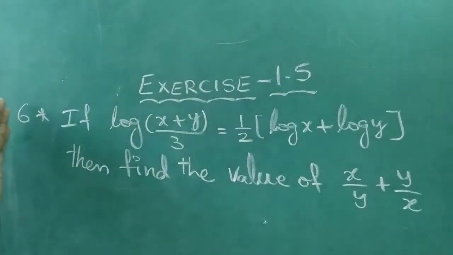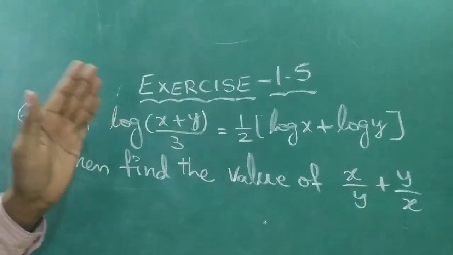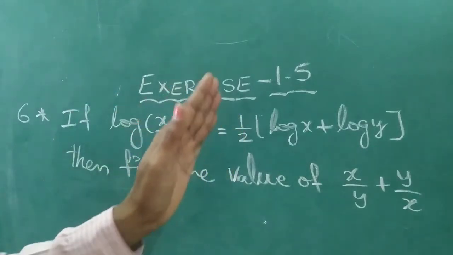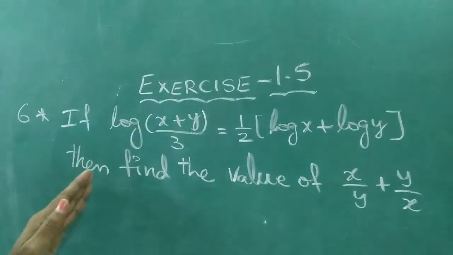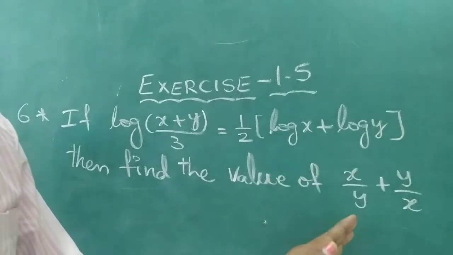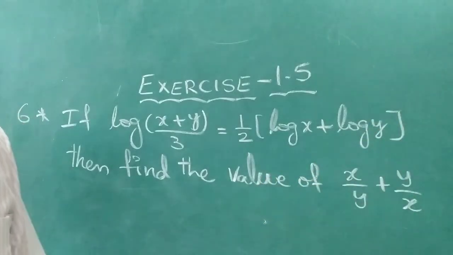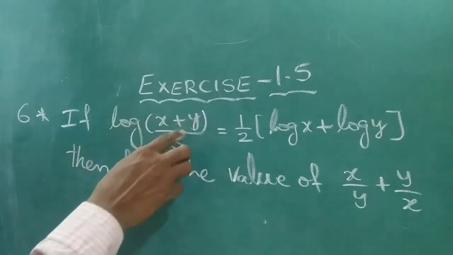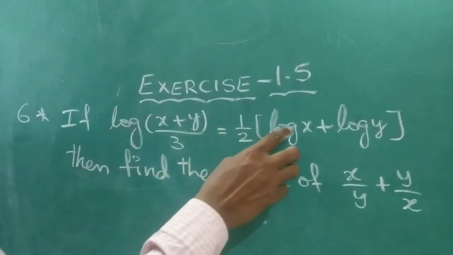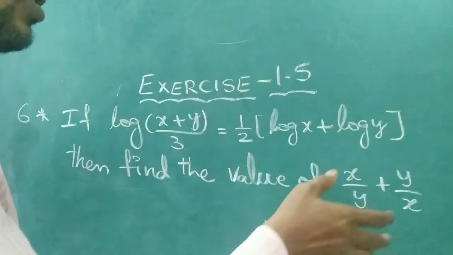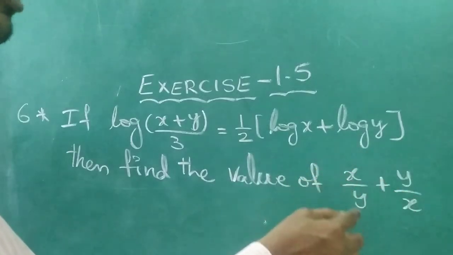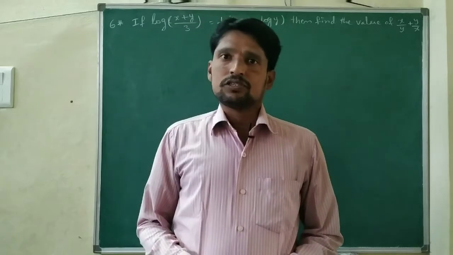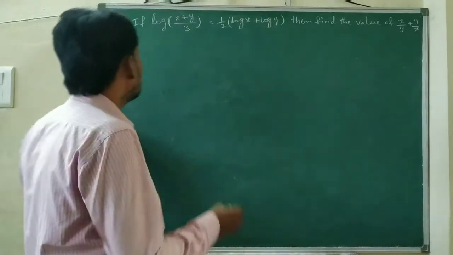Exercise 1.5, problem number 6. If log of (x plus y) by 3 equals 1 by 2 of (log x plus log y), then find the value of x by y plus y by x. So here we are taking log of (x plus y) by 3 equals 1 by 2 of (log x plus log y), and we can find the value of x by y plus y by x. Let us start our solution.